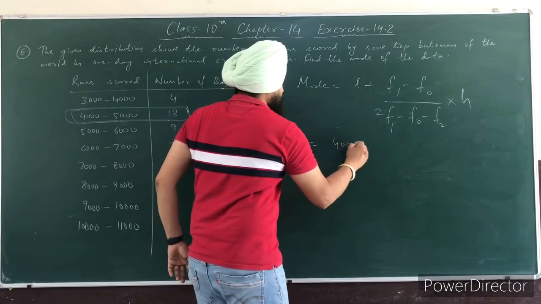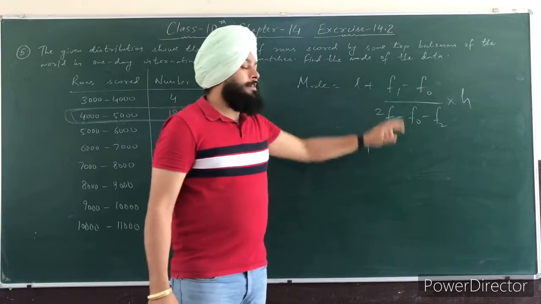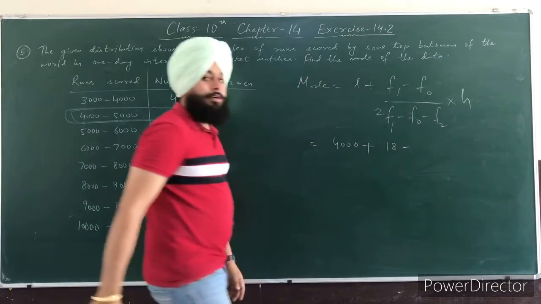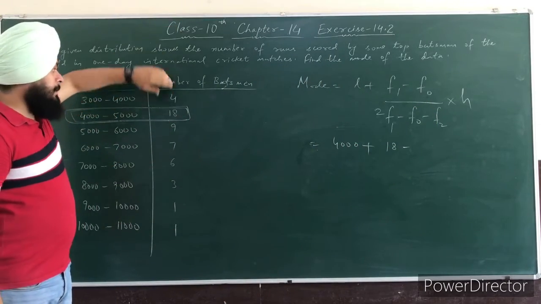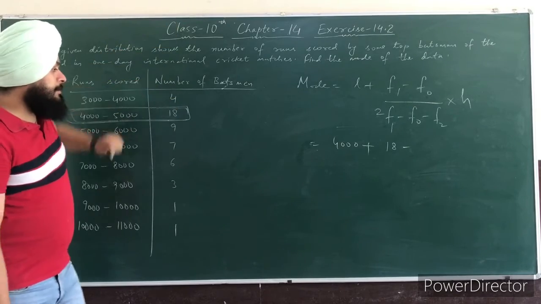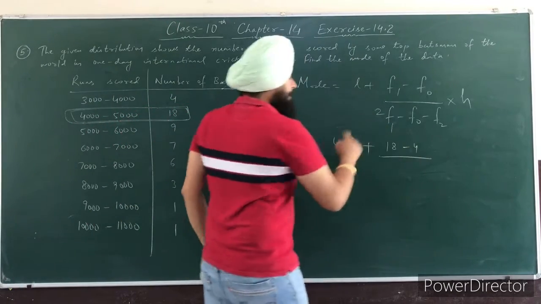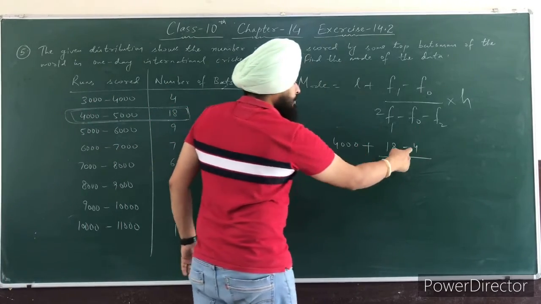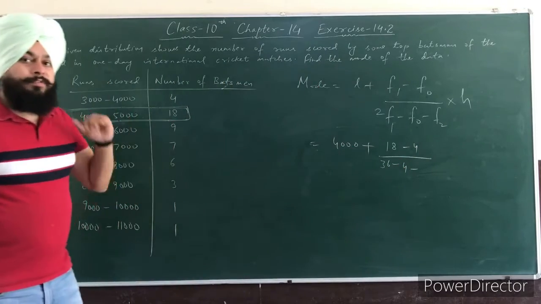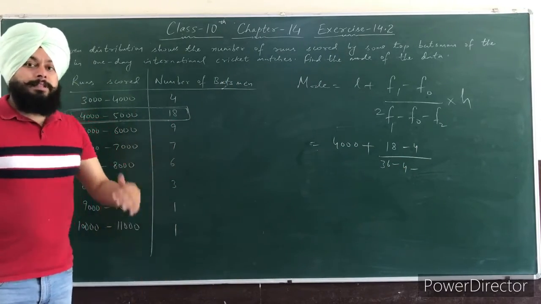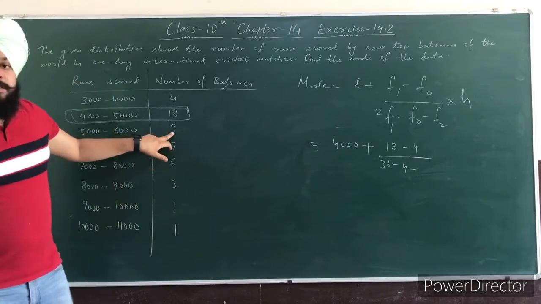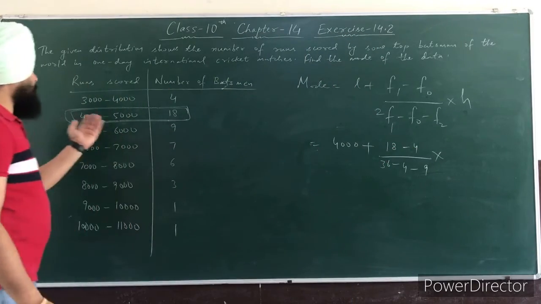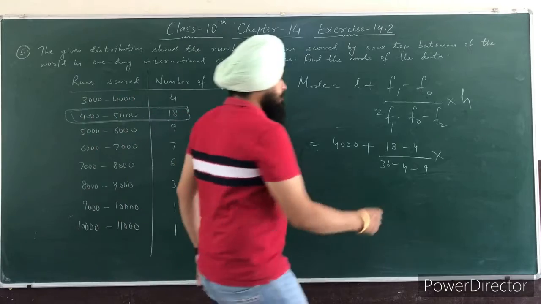So right here, 4000 plus F1. F1 is the frequency of this modal class, which is 18. 18 minus F0. F0 is the frequency preceding the modal class, that is the value before it, which is 4. Then 2F1. 2F1 is 2 into 18, 36. Minus F0, F0 is 4, minus F2. F2 is the frequency succeeding the modal class, the next value after the modal class. It is 9. So right here 9 into H. H is the class size. So class size for this interval is 1000.